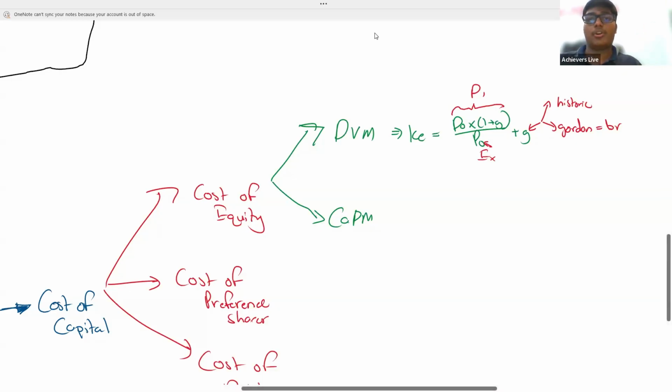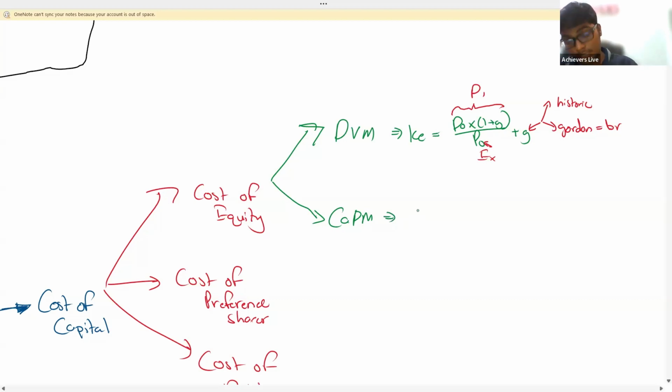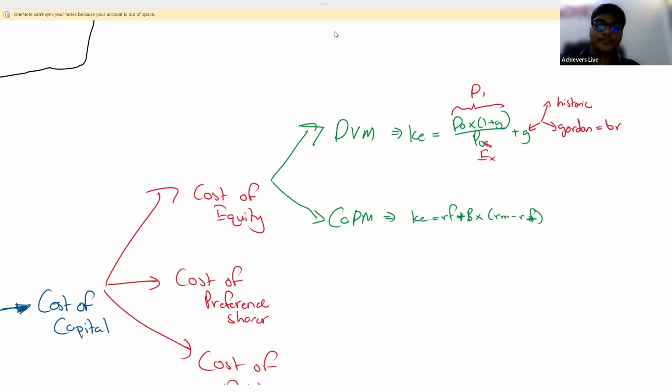Next, CAPM model. What is the formula for the CAPM model? Ke equals risk free rate plus beta into (market return minus risk free rate), the market risk premium. Okay. So capital asset pricing model. Under CAPM, you have to remember a couple of things. What do you have to remember?